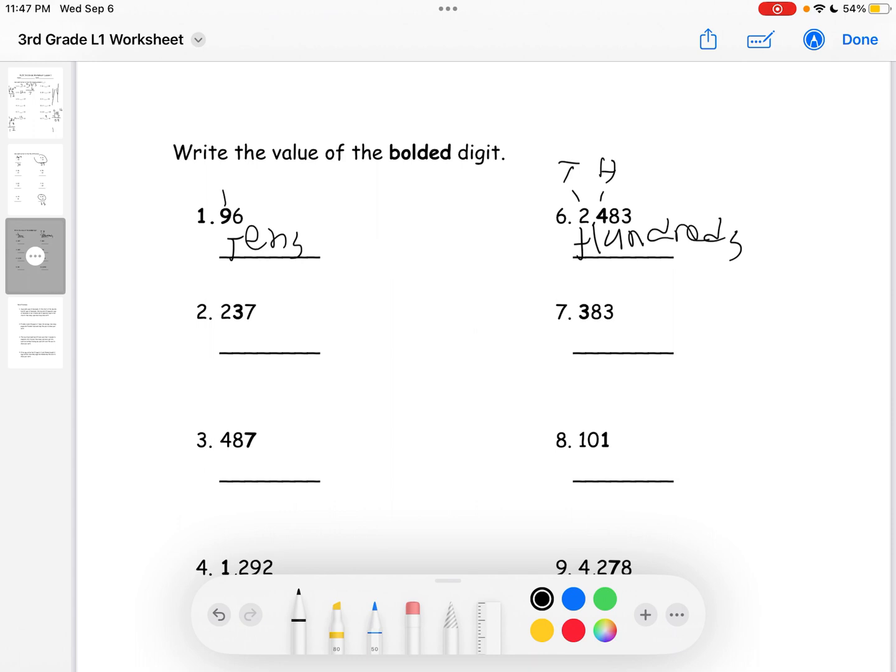Sorry for the bad handwriting. This one, the number 2 is hundreds. The number 3 is tens. So 3 will be tens. This one, the 3 equals hundreds, since it's in the hundreds place value. So number 7 will also be hundreds.